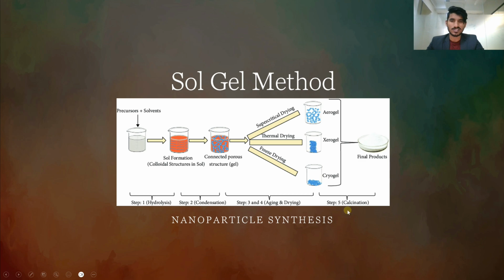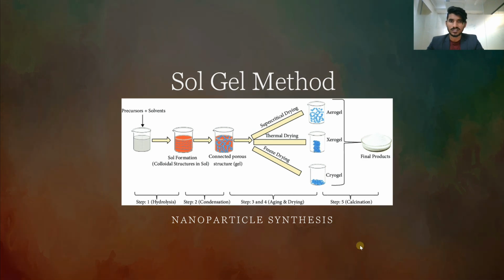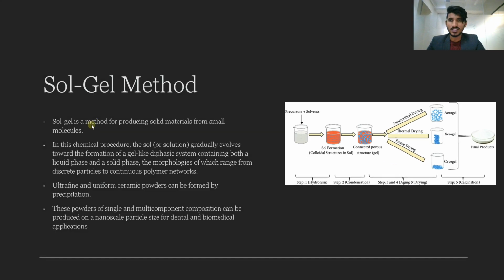For the sol gel synthesis, sol gel is a method for producing solid materials from small molecules. It is the formation of a solid material, which means the final product that you will get from the sol gel method is going to be a solid powder. In this procedure, the sol or the solution gradually evolves towards the formation of a gel-like diphasic system containing both a liquid phase and a solid phase.